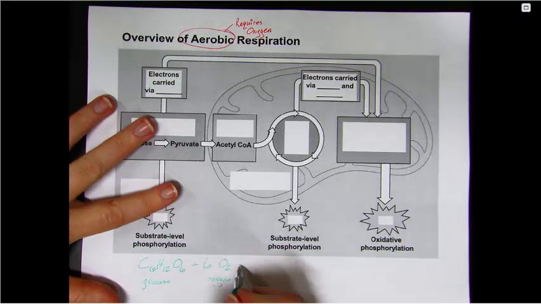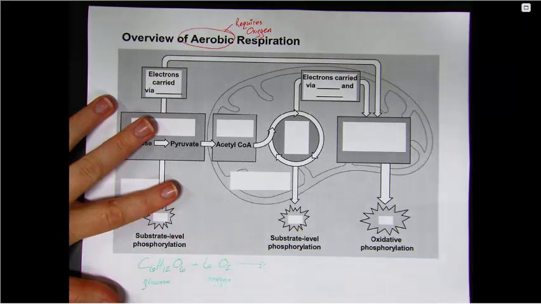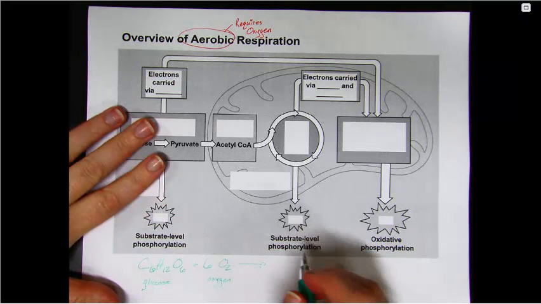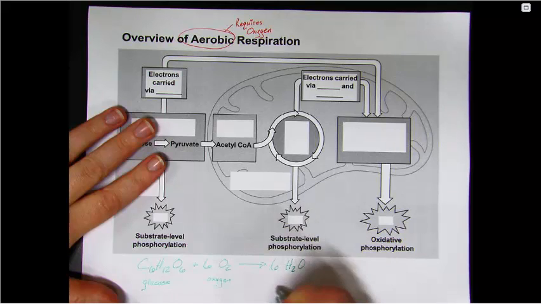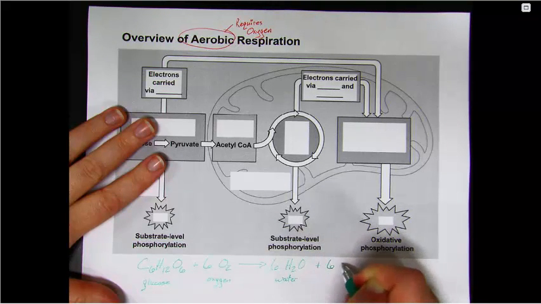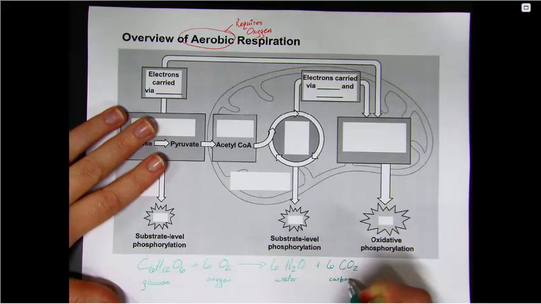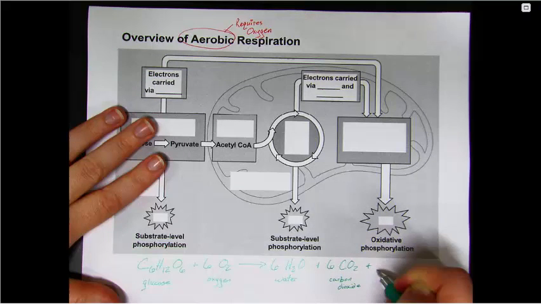They go through the process and the reaction, which is represented with the arrow, to produce 6 molecules of water, so H2O, 6 molecules of carbon dioxide, and a whole bunch of ATP, which is cellular energy.